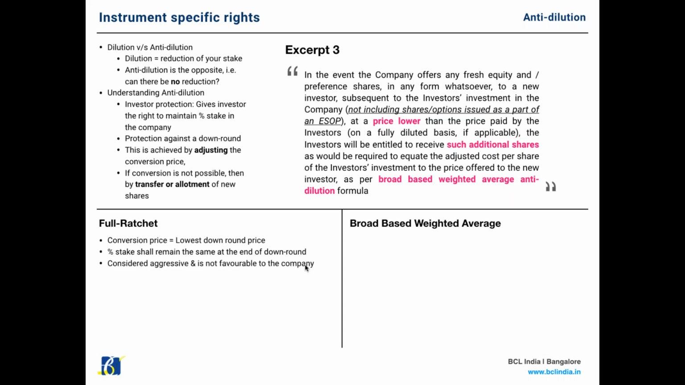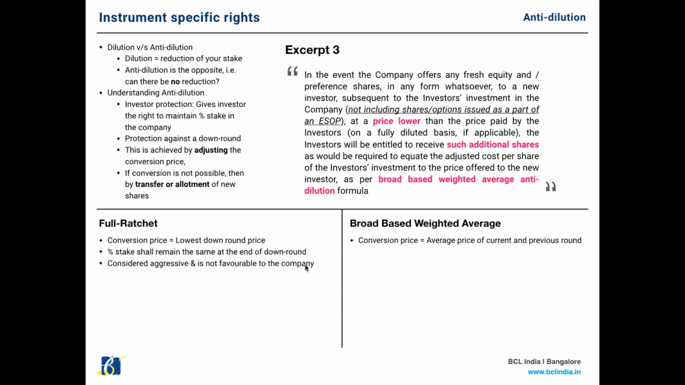That's the idea of a full ratchet. And in today's world, it is considered to be extremely aggressive and it is not favorable to the company. So nobody opts for full ratchet conversion. If you see a full ratchet conversion, please run away from the deal because it is not in the favor of the company. You will end up diluting more stake, right?